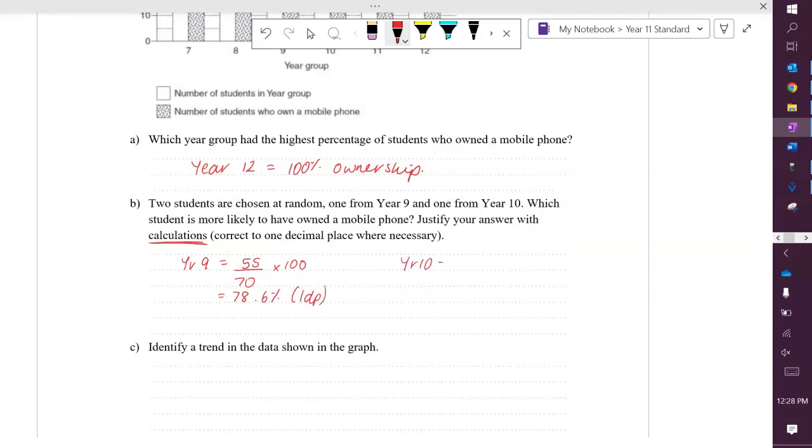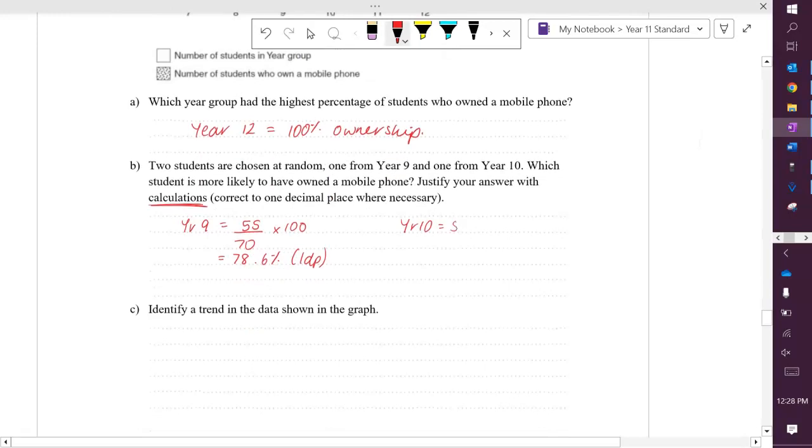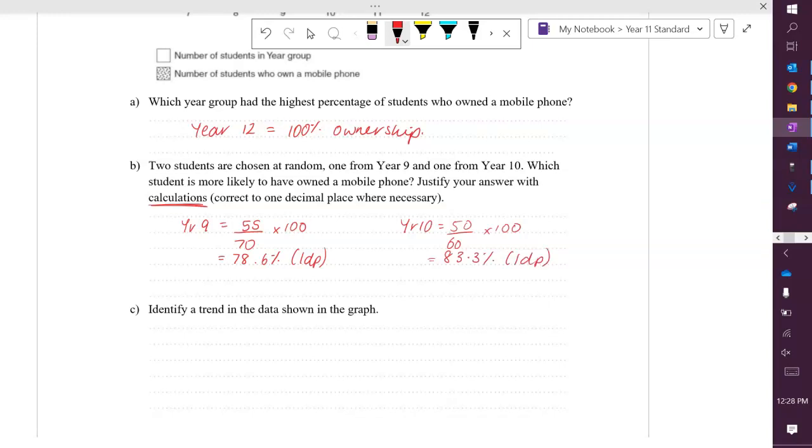And for year 10, if we look back at our graph, I had 50 students out of 60. So 50 out of 60 times 100, which gives us 83.3% to one decimal place. Now some people did different calculations, but they were still correct. This was the main idea that I was looking for, but then what you had to do is sum that up with a sentence, so saying that therefore year 10 are more likely to have a mobile phone.